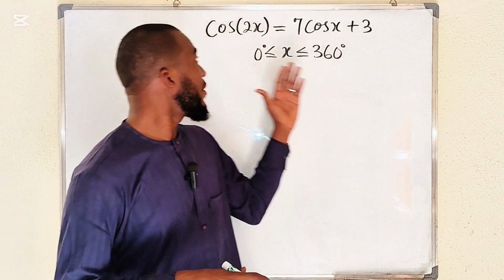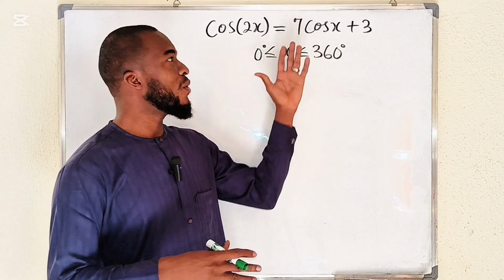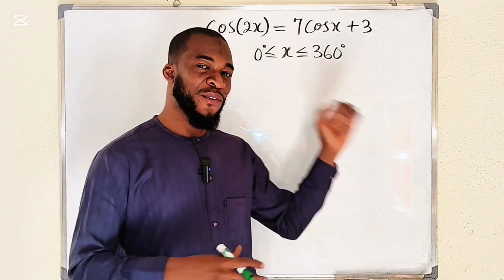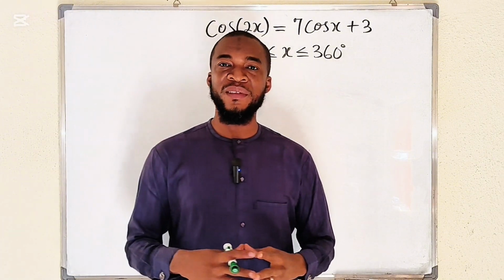Here is another one. Cosine of 2x equals 7 cos x plus 3. We are looking for the angle x from 0 down to 360 degrees.